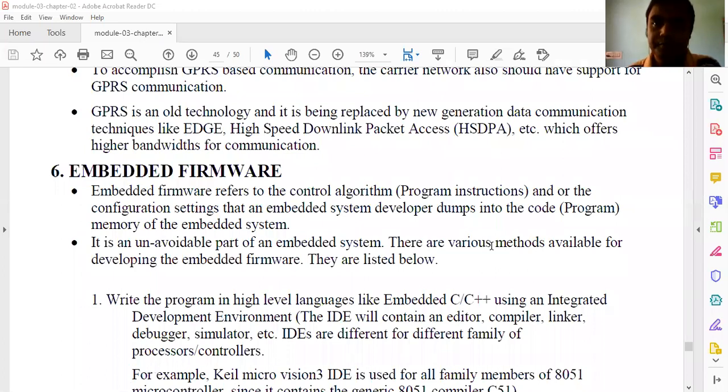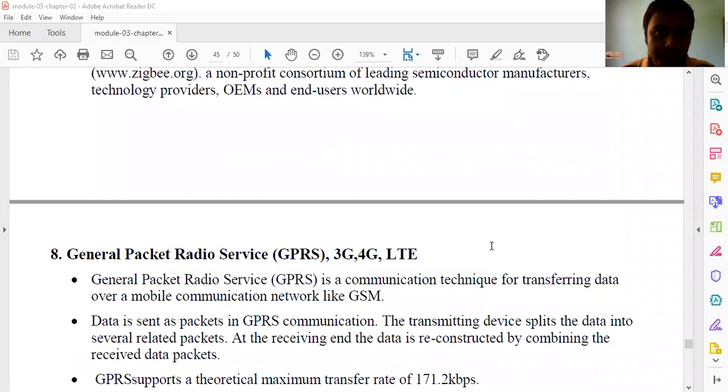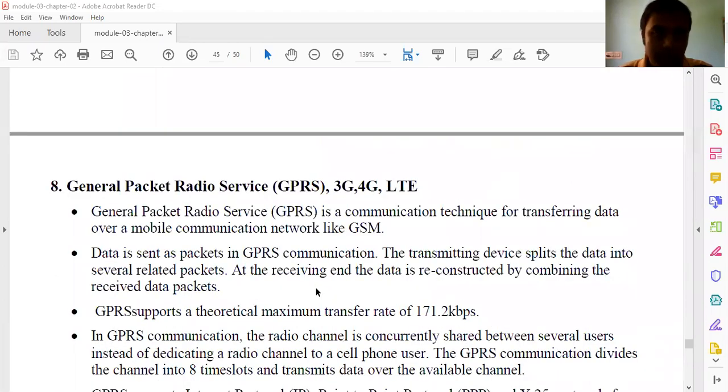Okay. In the previous class, we were discussing general packet radio services, how it is used in communication, but especially in mobile phones and mobile networks. Right. So we discussed this in the last class.